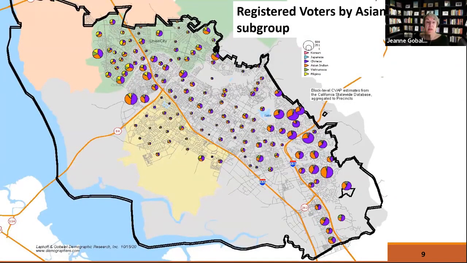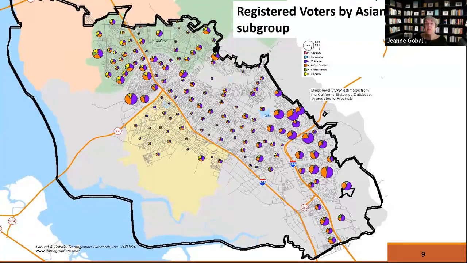This map shows registered voters by surname in the city. The purple color is Chinese Americans. The orange is Asian Indians, and Korean is pink. You can't see many pie slices that color. Light blue is Japanese, light green is Vietnamese, and yellow is Filipino. And you can sort of see some concentrations of the different subgroups on this map.